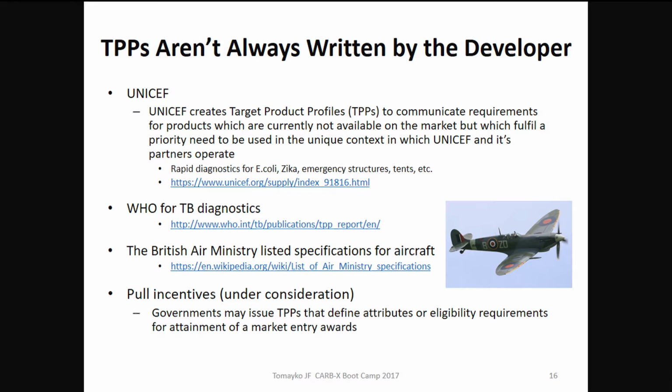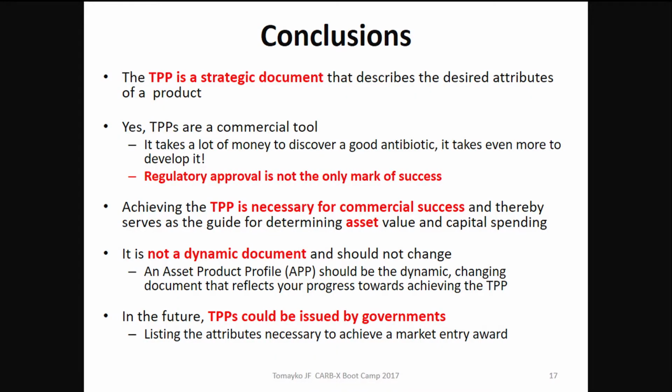And probably closer to our heart, and with the theme of some of the things they'll probably talk about during the week, there are a lot of issues around trying to improve the economics of the antibacterial world right now, and a lot of discussions around pull incentives. One such pull incentive is that if you meet a certain set of criteria, you could get a market entry award. So we may see governments issuing a TPP that defines the attributes or eligibility requirements for attainment of a market entry award.